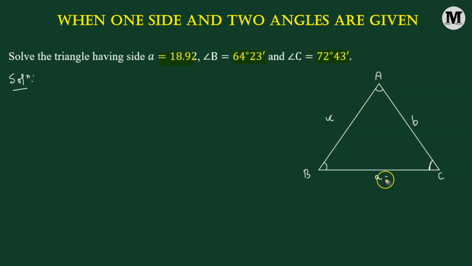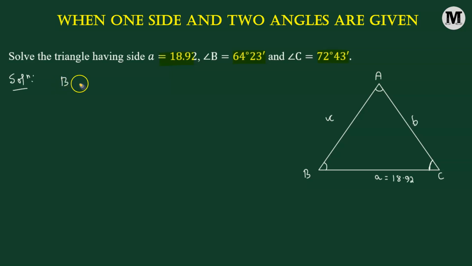So here it's given in the problem that a is 18.92. So that is the measure of the side a. We also have the angle measure of B and angle measure of C, but here it's given in the form of degrees and minutes. So let's do one thing. Let's convert the minutes to degrees.